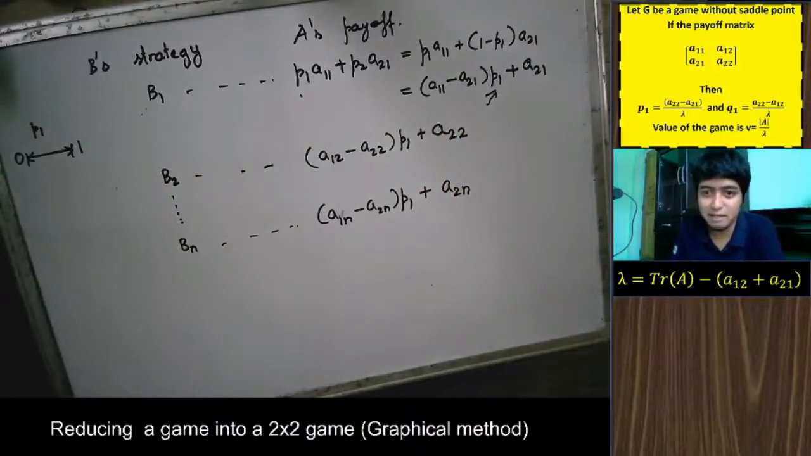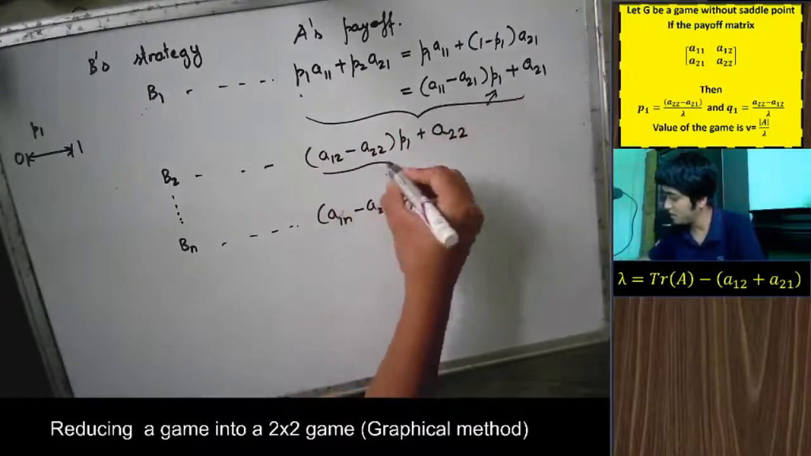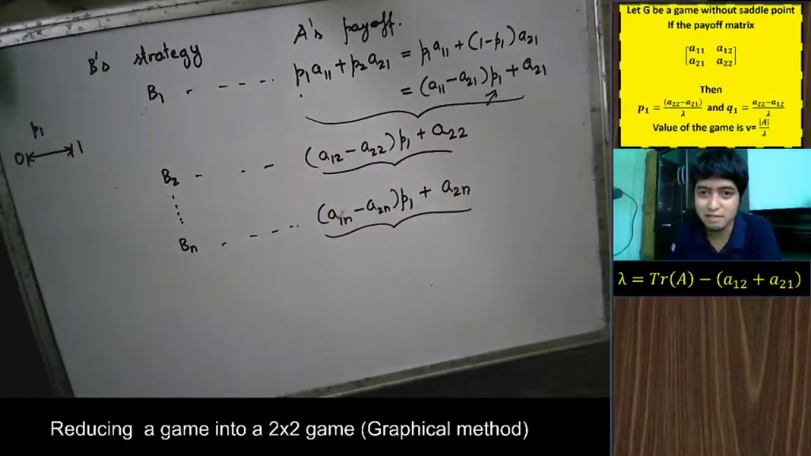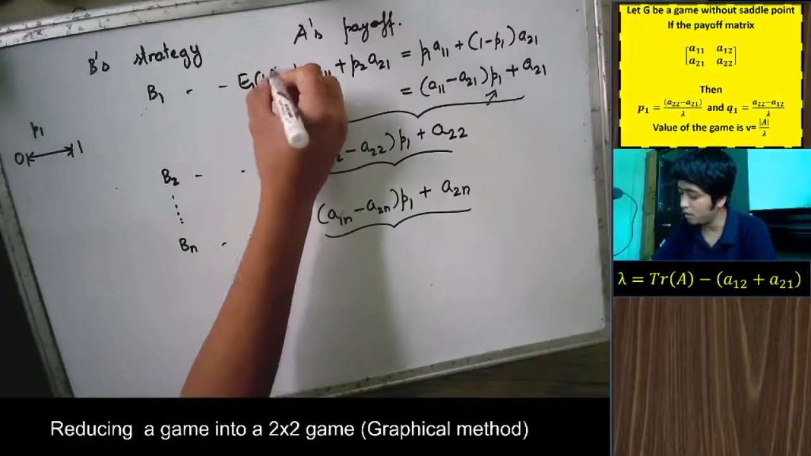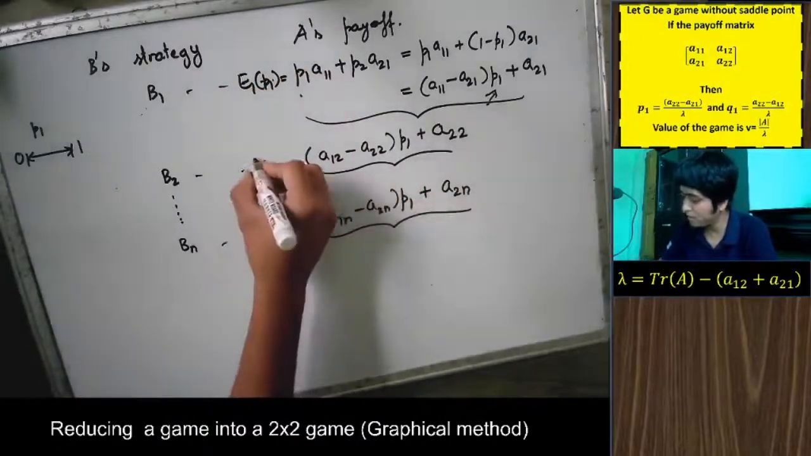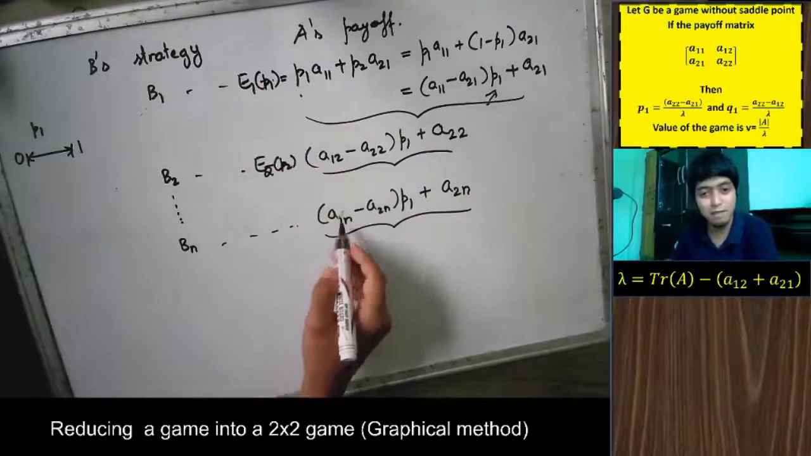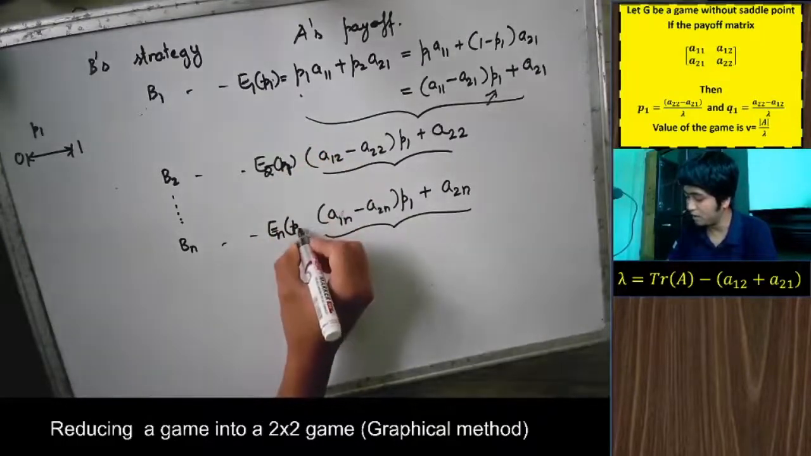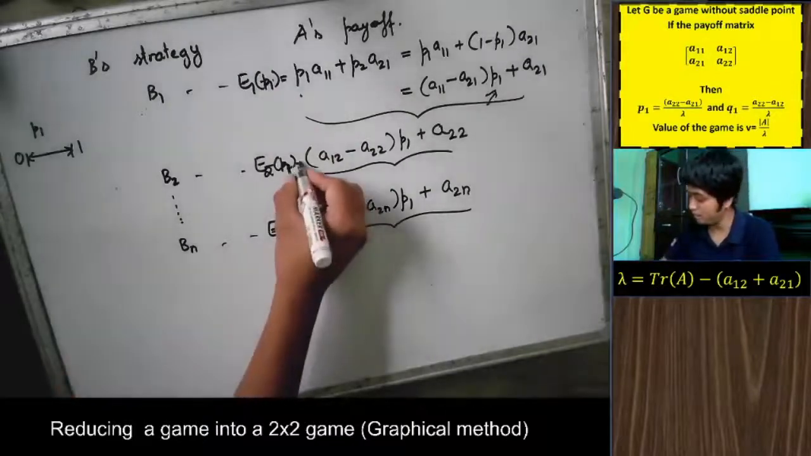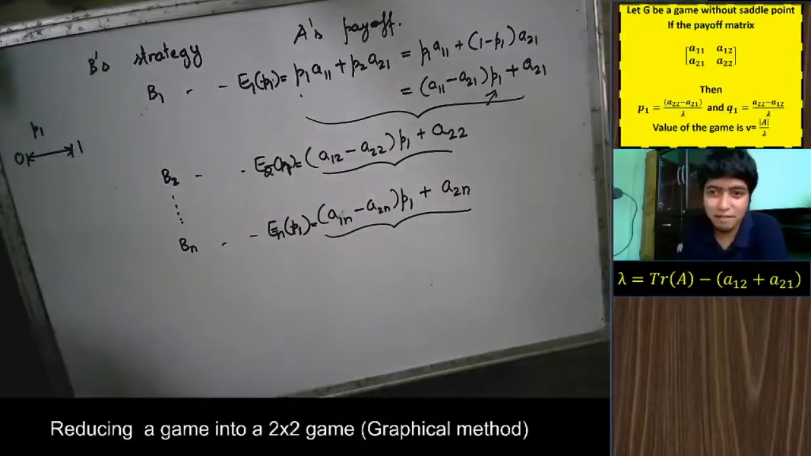So what will we do in this case? Since we are trying to use the graphical method, that is exactly what we will do. These are called payoff lines. Each and every one of them is called a payoff line. In fact, if you have to denote this one, you will denote it with E1, P1. And this one with E2, P2. Similarly, E2, P1, and En, P1. It is fine even if you do not denote it, but at least the technique should be correct.